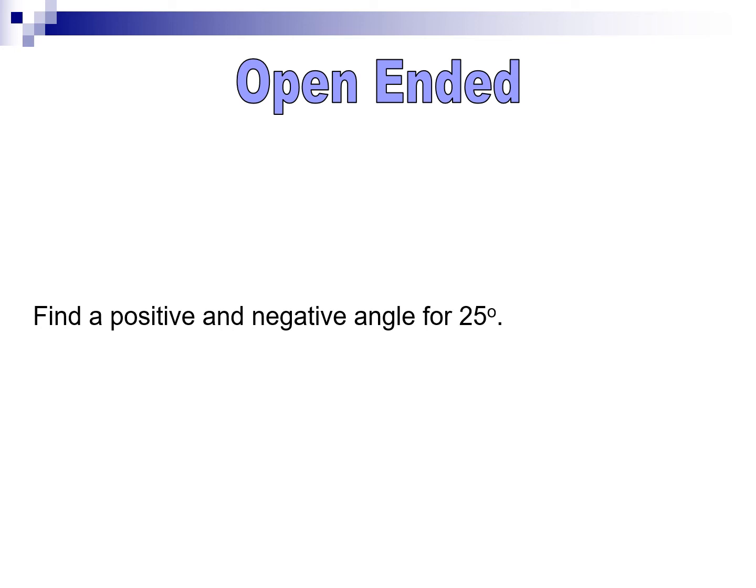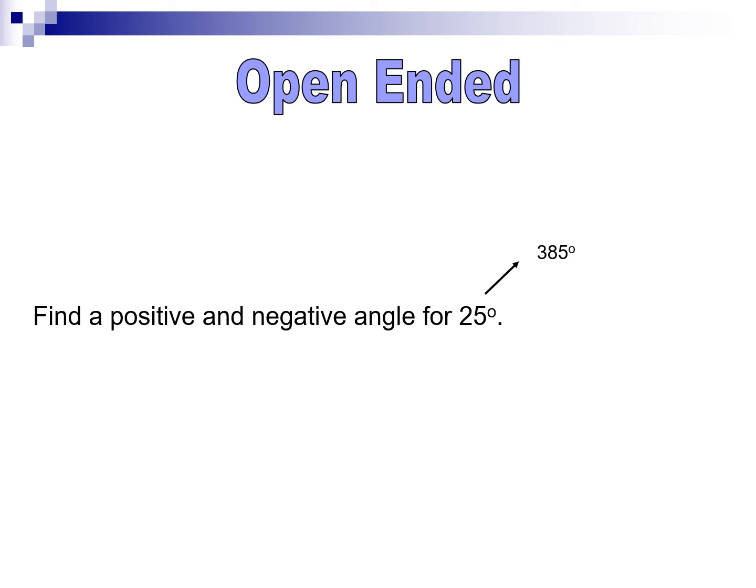Here we have an open-ended question. They want you to figure out one positive and one negative angle for 25 degrees. So you have to figure out another angle that is the same as 25 degrees, that is positive, and then one that's the same as 25 degrees, but it's negative. And that one's really easy to do. To find the positive number that's the same as 25, you just add 360 to 25 degrees, and you have 385 degrees.